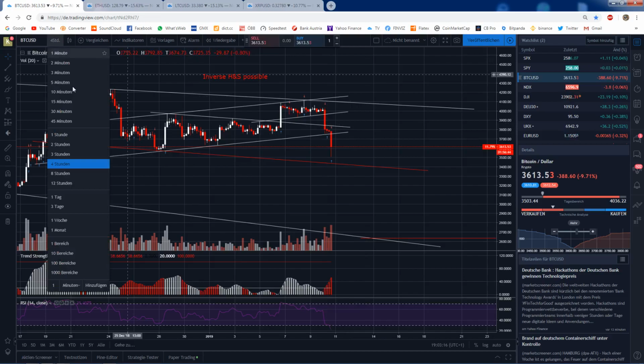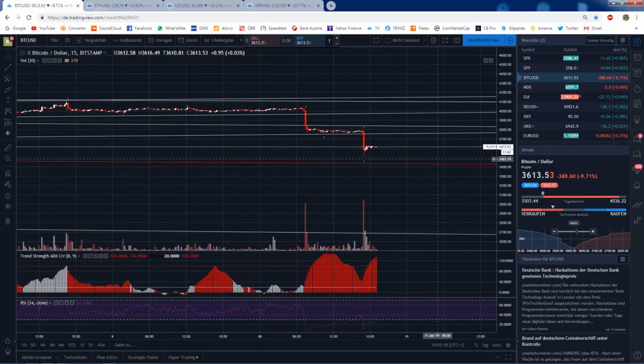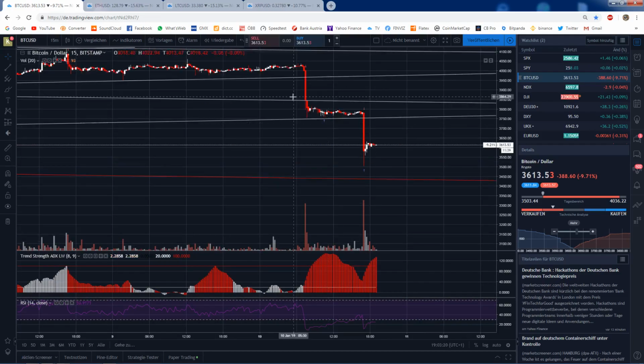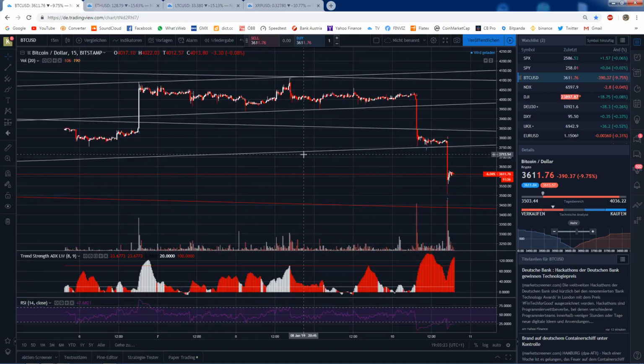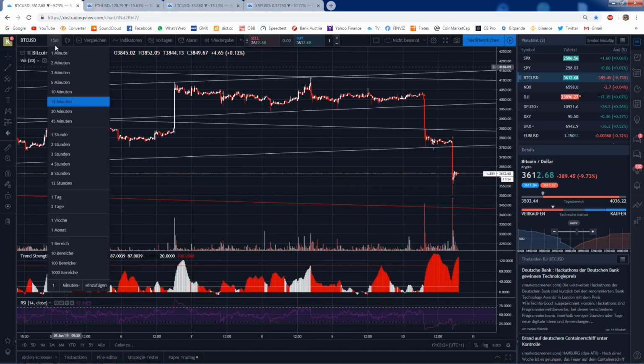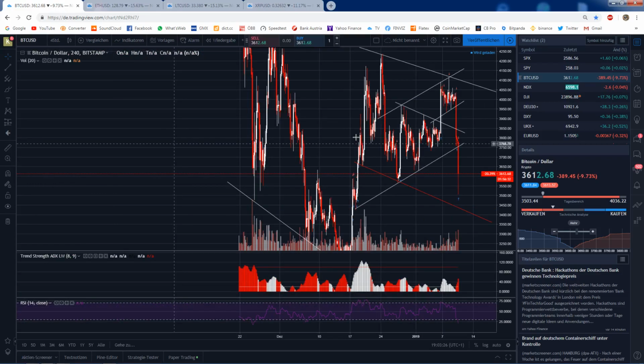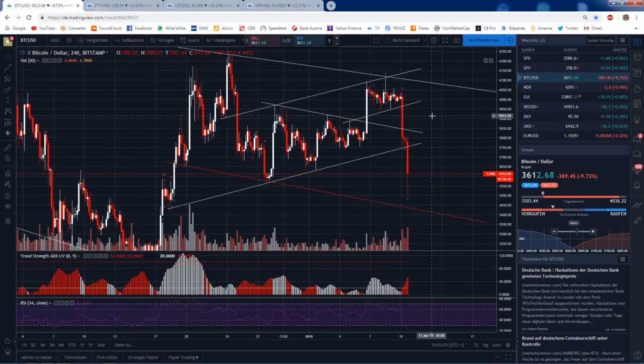I can show you this maybe on the 15-minute. I had my entry points. Maybe actually let's zoom out just a little bit. I had my entry points around here, I think. Yeah, just below this support right here.